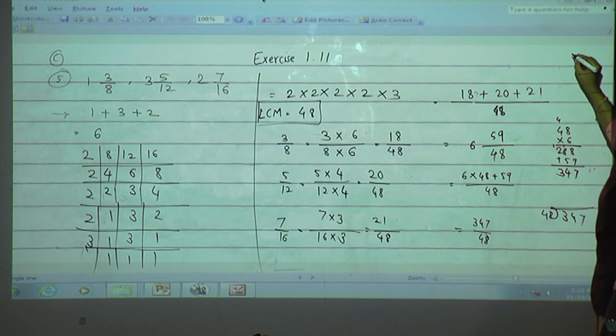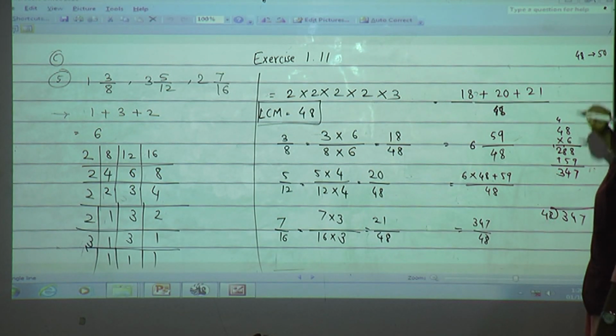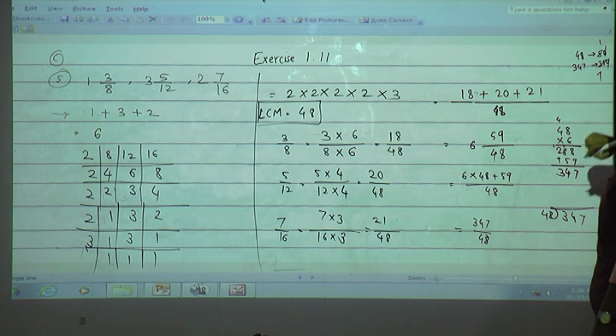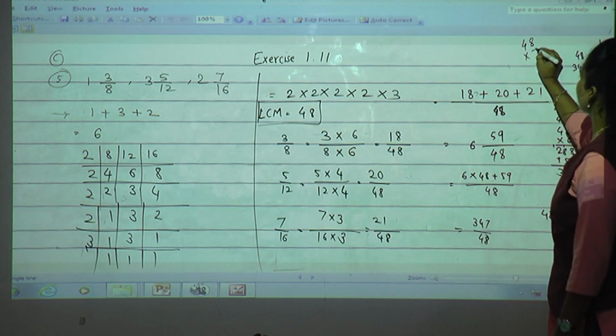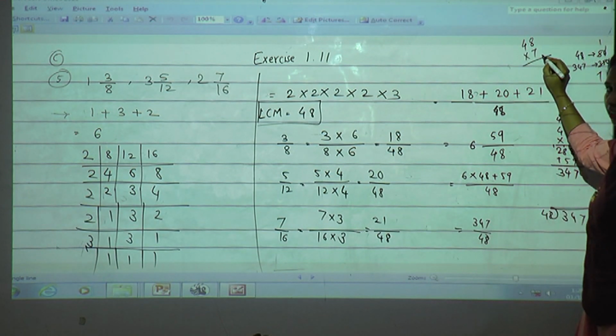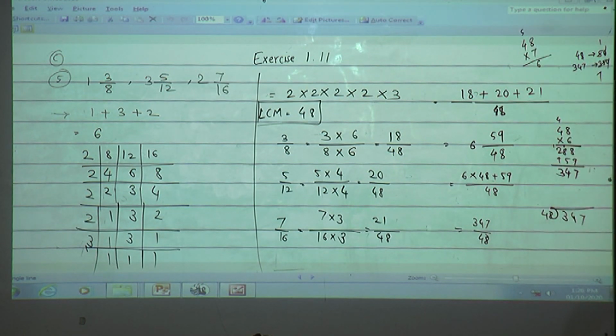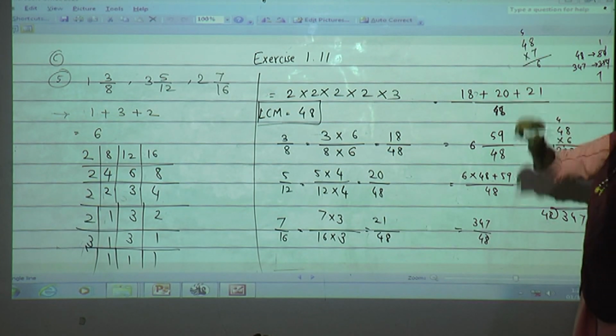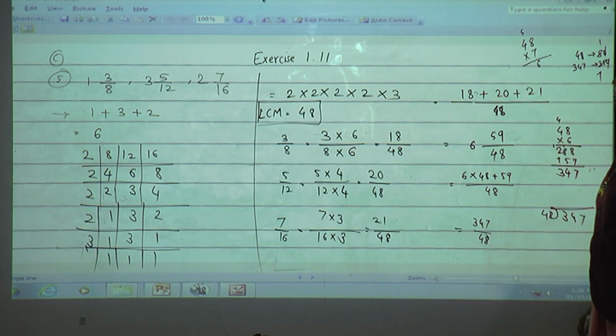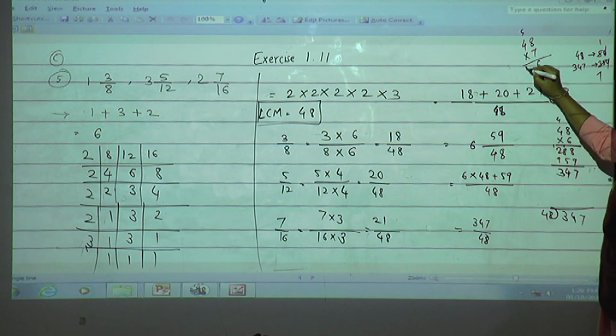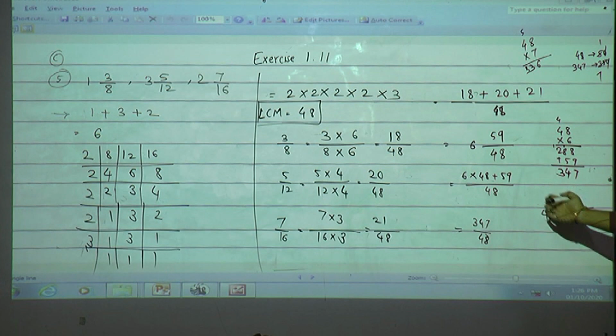Okay. So for that we will try with an estimate. See, 48 converts into 50 and 347 converts into 350. Now see, the 0s will go, 5 1s are 5, 5 7s are 35. So the estimated quotient is 7. So I will try with 7. 48 7s are. 7 8s are 56. 7 4s are 28. 28 plus 5 is 33. Now see, it's near about.